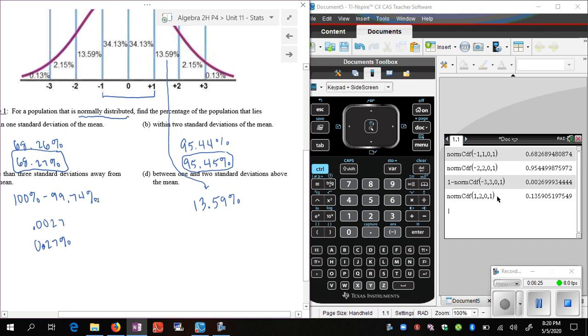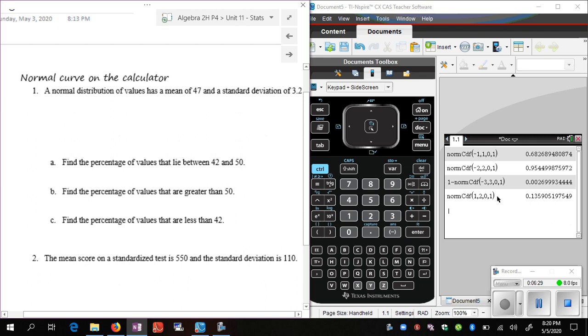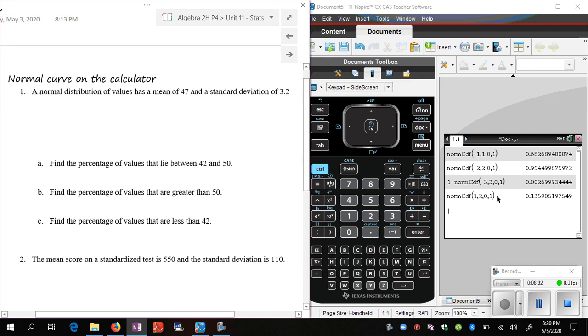All right, so let's try some examples on the next page. A normal distribution of values. You see that phrase? That pretty much is our dead giveaway as normal CDF.